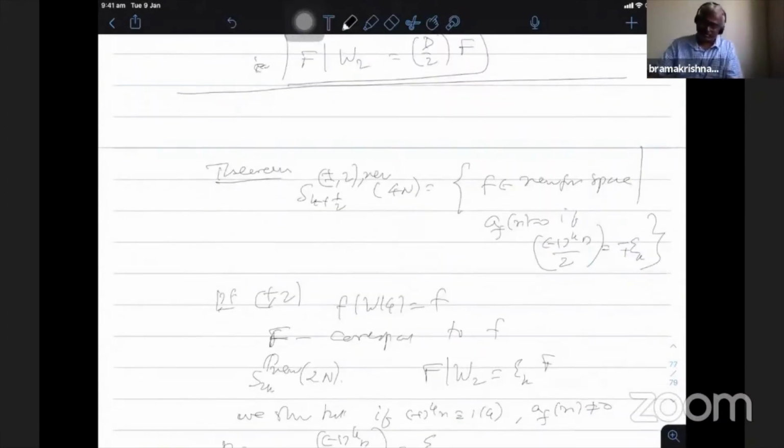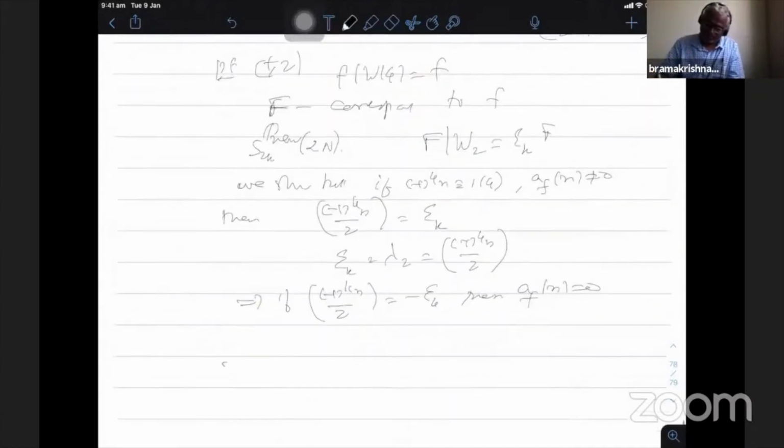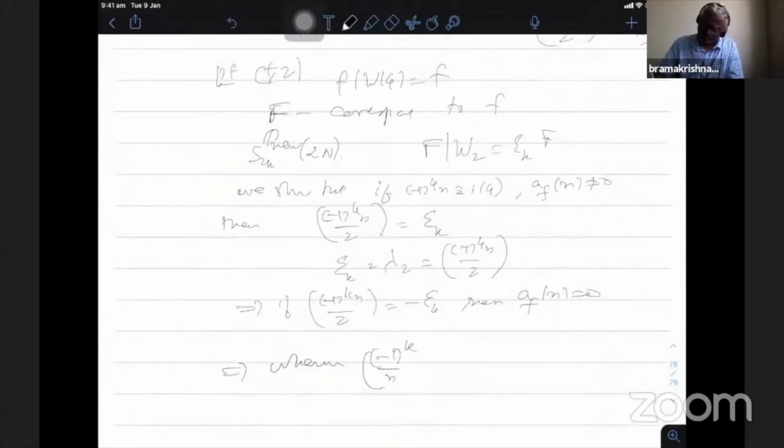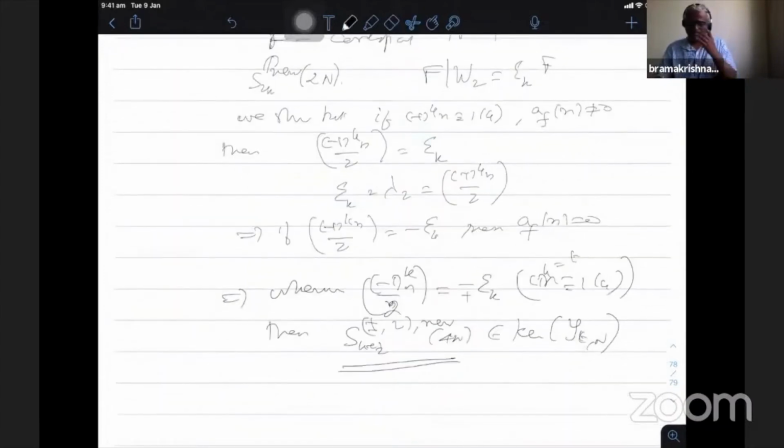So that's the meaning. So this implies that whenever (-1)^k n by 2 is minus epsilon_k, where (-1)^k n is 1 mod 4, then S_{k+1/2}^{+,-}(2, ν, 4n) belongs to the kernel of this S_{t,n}. So that's what it says. The whole class of new forms in the plus, minus 2 eigenspace belongs to the kernel of the Shimura map.